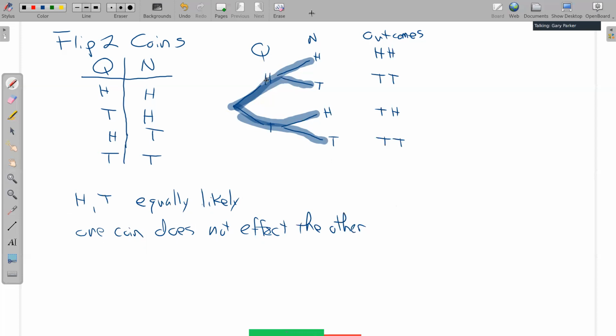Meaning, when I got this head here, flipping the quarter, that has no effect on what's going to happen with the nickel. I flipped the nickel and it could be a head or a tail. It doesn't matter that I got a head for the quarter. And when I move from one event to another, that one event does not affect another event. That's the idea called independence.